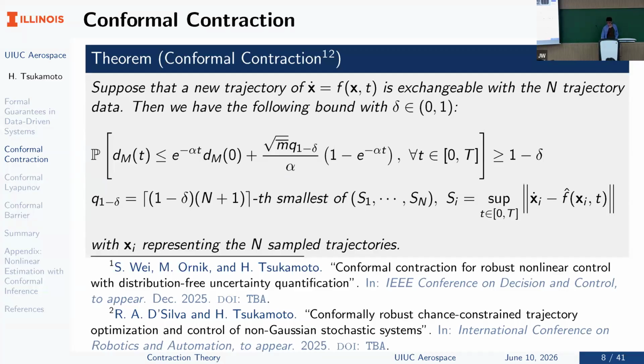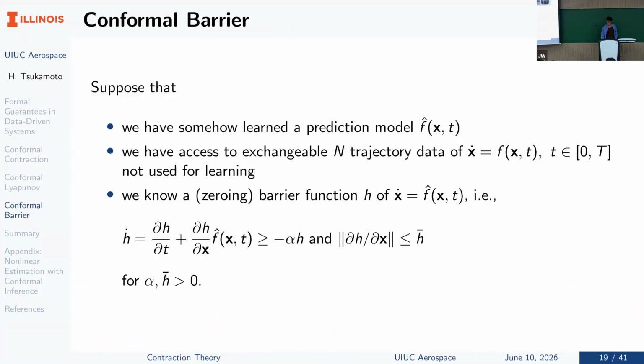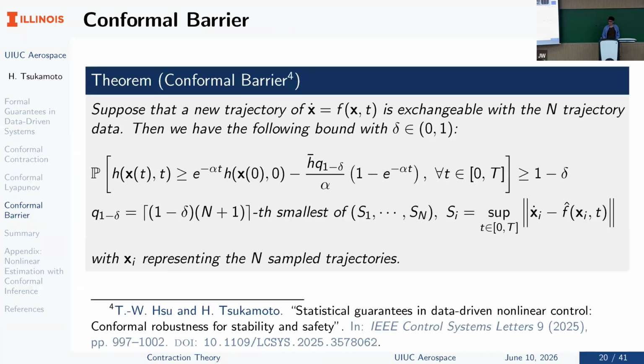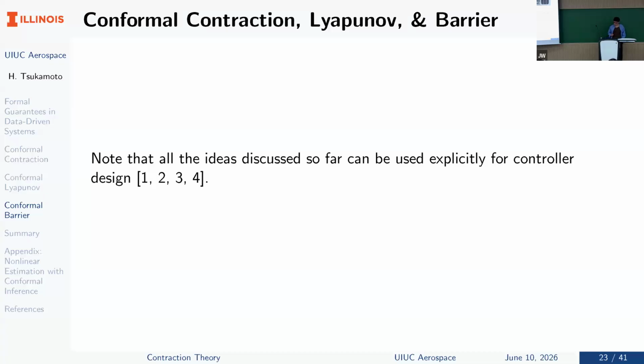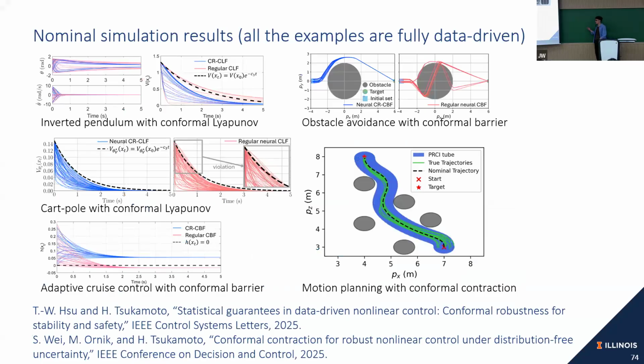So that's conformal contraction, and we did a Lyapunov function. We also did a barrier function, if you know. This is a version of a Lyapunov function. This is kind of the reason why we are saying that this is dual. This is for safety, forward invariance of the system, and so on. So yeah, this is almost it for my presentation, and everything else I hope is just applications.